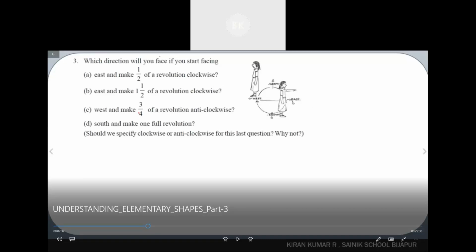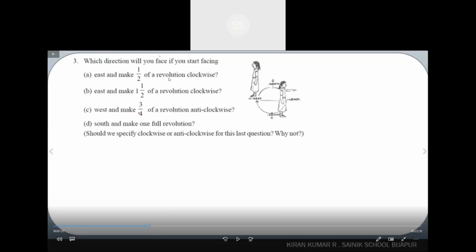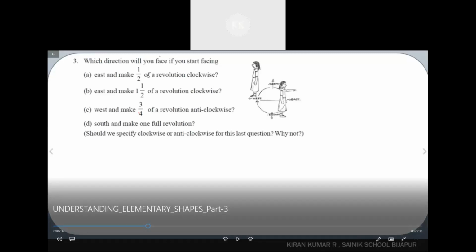1.5 revolution. One revolution completely she will get at west, and again after this, west, sir. If one revolution, then she will face the same direction. If half revolution, then she will face the west direction. So 1.5 revolution will be at west only.